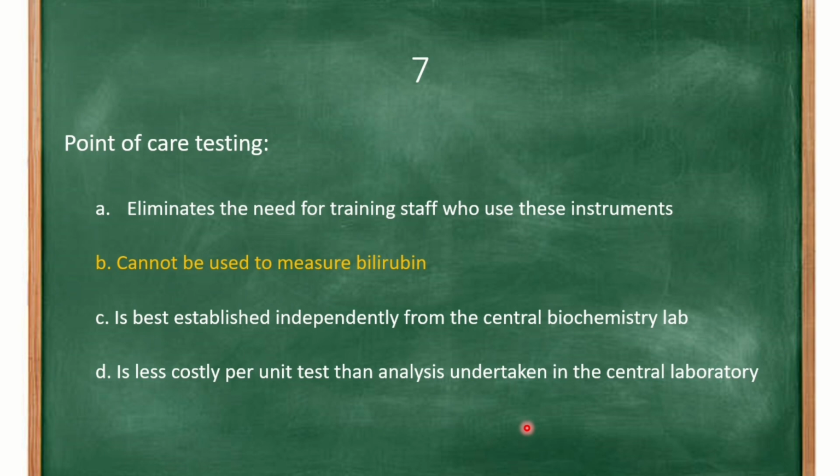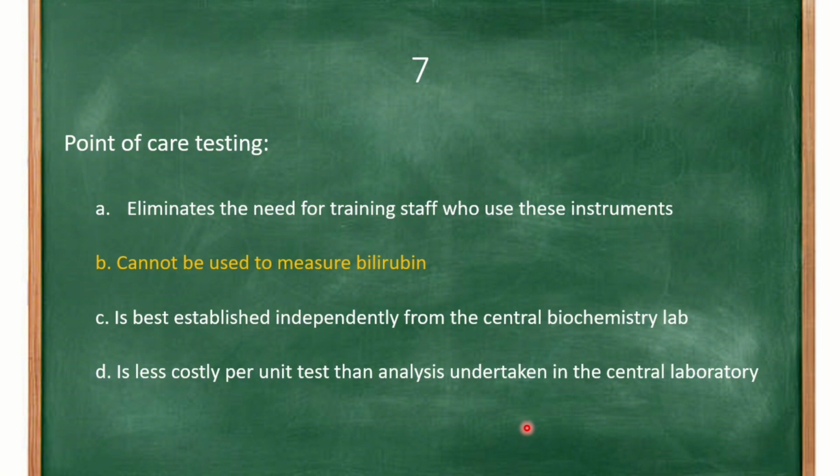Okay, option C says it's best established independently from the central biochemistry lab. That will be incorrect, because no matter how good a point of care testing device is, you still have to somehow cross-check with central lab results. So once in a while you need to cross-check for purposes of accuracy and precision. So you'd need that.